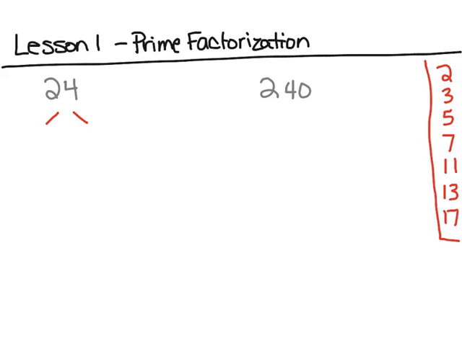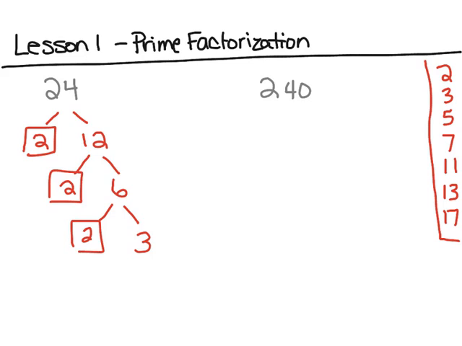And we want to keep doing this until we get all prime numbers. So 24 is made up of 2 times 12. Now there's other options for that as well. You could do 8 times 3 and 6 times 4, but I'm going to start with 2 times 12. 12 can be broken down to 2 times 6, and 6 can be broken down to 2 times 3. Now we're as low as we can go because we've hit all prime numbers.